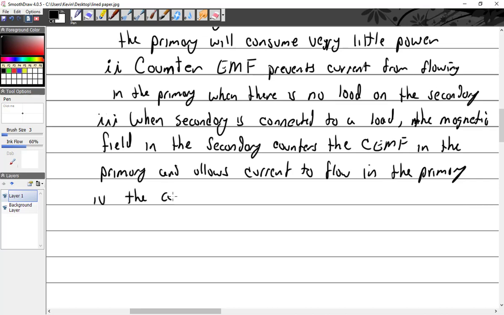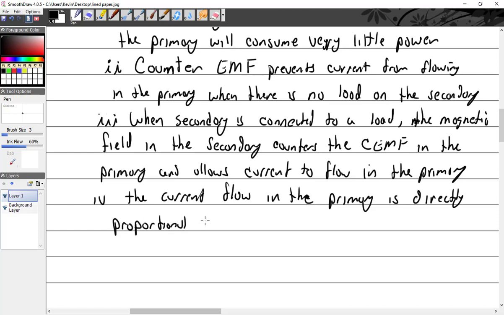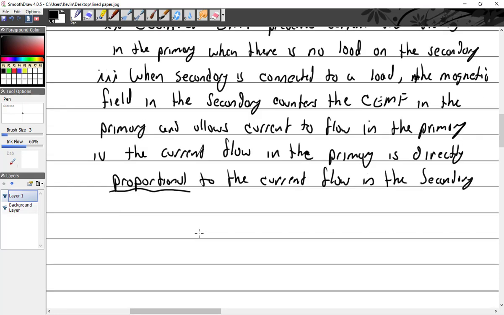The current flow in the primary is directly proportional to the current flow in the secondary. Notice I didn't say the same. I said it's proportional. It's not the same. Could be, but probably not.